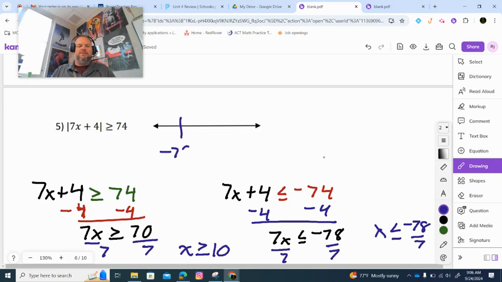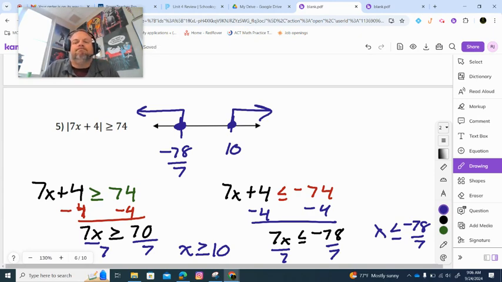All right, so negative 78 over 7 is somewhere over here because I said so. And 10 is right here because I said so. That's a weird decimal, so I just left it as nothing repeats. And for some odd reason, y'all are not good at rounding.